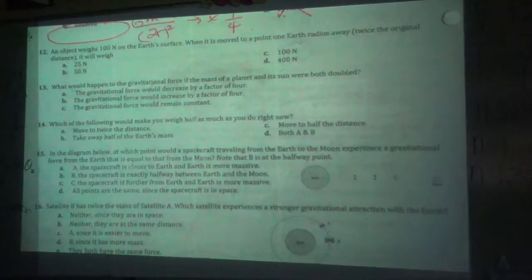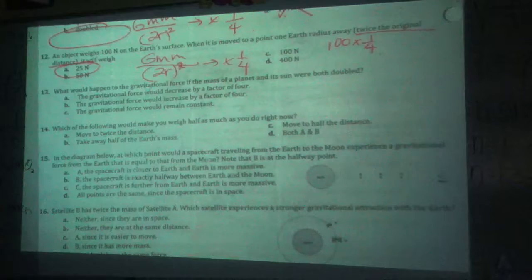An object weighs 100 newtons on the Earth's surface. When it is moved to a point that is 1 Earth radius away, or twice the original distance. So, kind of already know, it's like the above question, but twice the distance, R gets squared, so that's 1/4 smaller. If my old force was 100 newtons and I get 1/4, that's going to give me 25 newtons. What would happen to the gravitational force if the mass of a planet and its sun were both doubled? So I'm doubling the mass of each, and it doesn't say anything about R, so that's going to be a factor of 4 bigger, so it'll increase by a factor of 4.